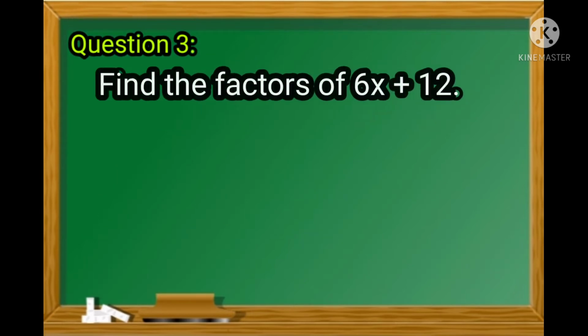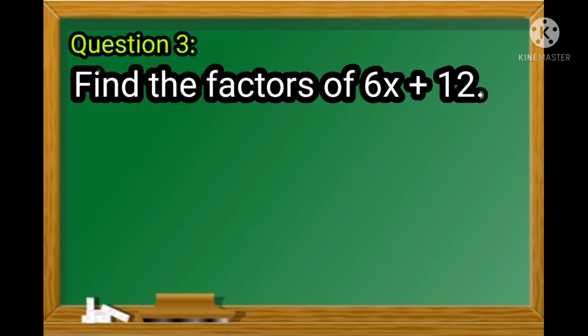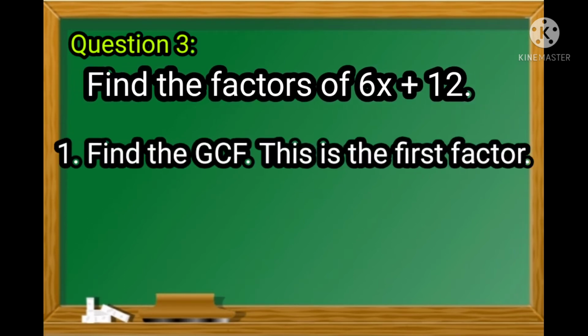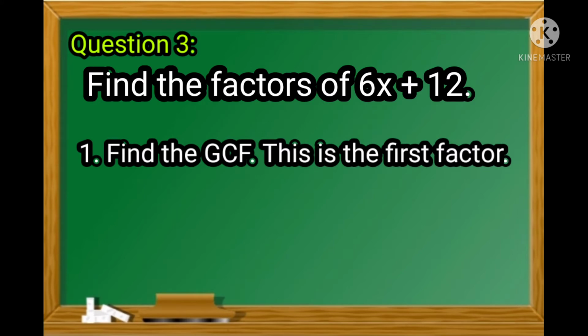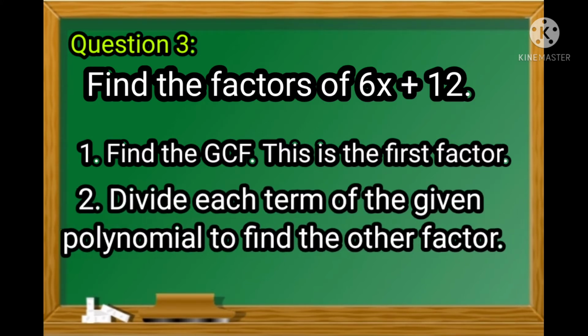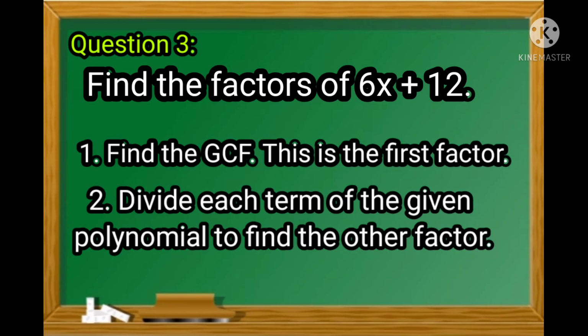Question number 3. Find the factors of 6x plus 12. First, find the GCF of 6x and 12, and that is our first factor. Second, divide each term of the given polynomial to find the other factor.